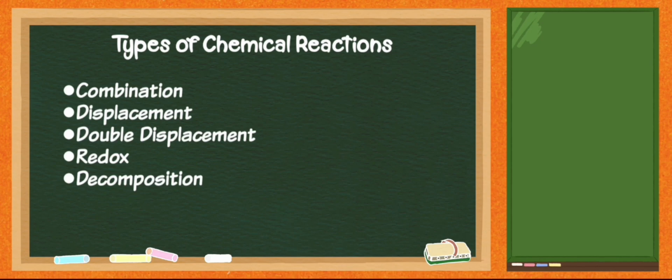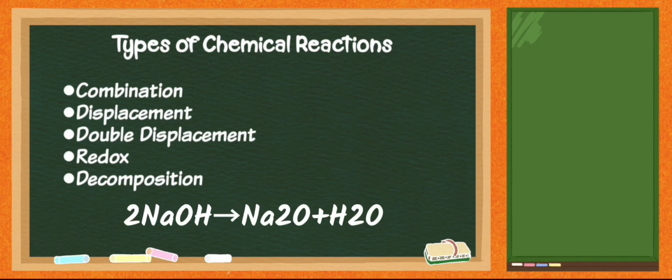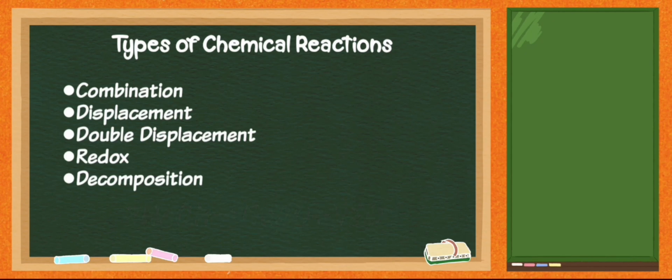Decomposition reaction is the reaction where one reactant turns into two or more products. We can take the example of this as sodium hydroxide, which turns into sodium oxide plus water. Now let's end the chapter with rancidity and corrosion.